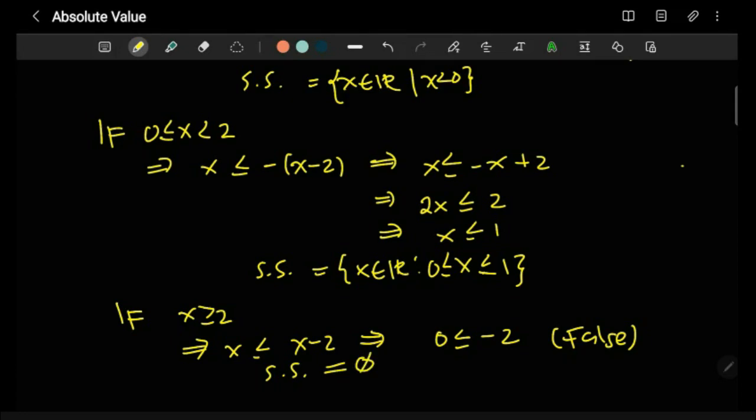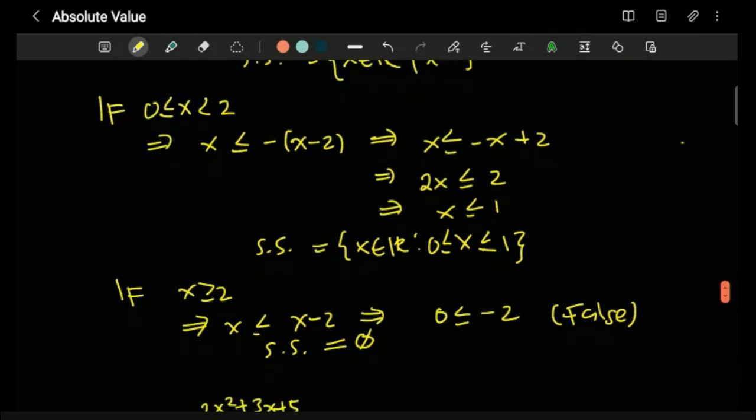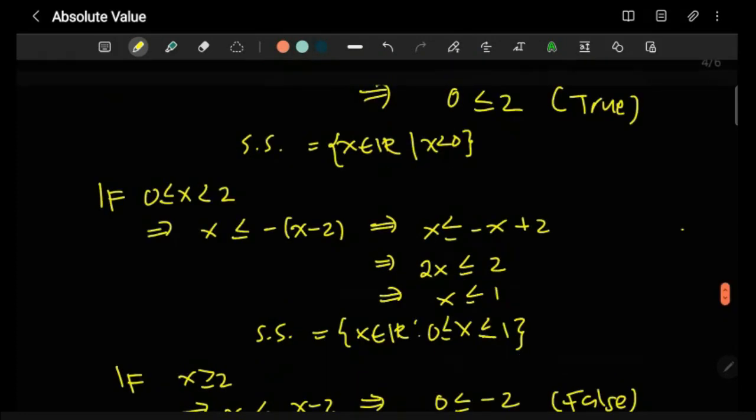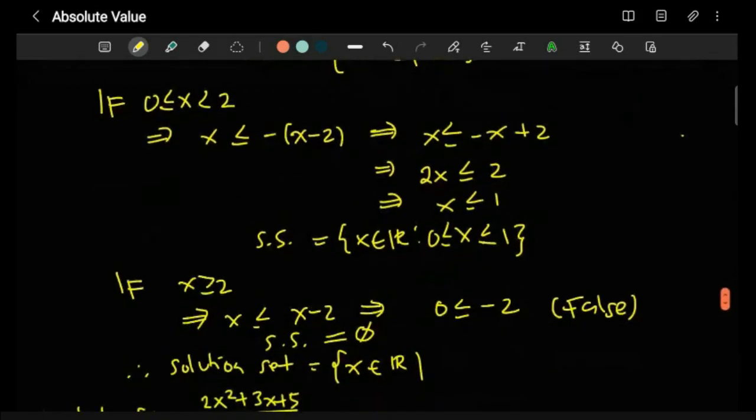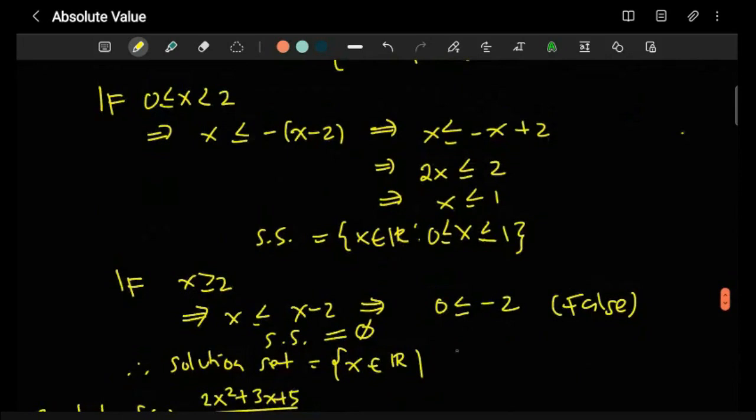So the solution set for all will be just the collection of all the solution set. All x element of R such that, so kukunin mo lang yung union. So union ng tatlo. Less than 0, between 0 to 1, tsaka empty. So the union is less than 1. X is less than or equal to 1. Tama? Okay.